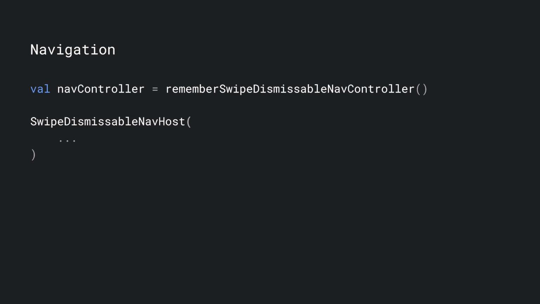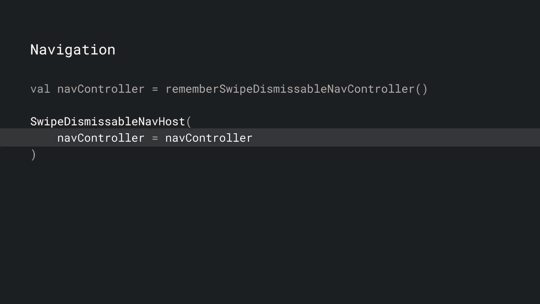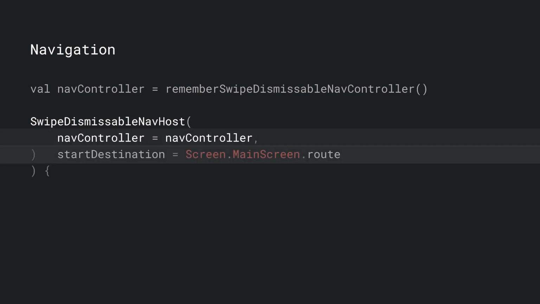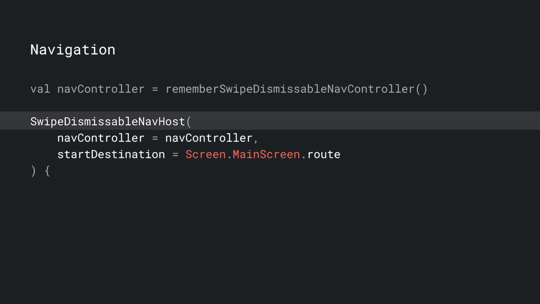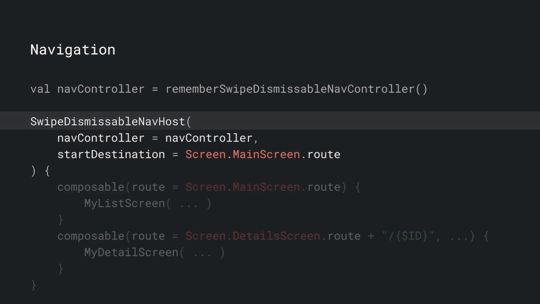SwipeDismissableNavController creates a Wear-specific NavHostController that handles adding of the Wear navigator. SwipeDismissableNavHost links the NavController with a navigation graph that specifies the composable destinations that can be navigated. Each composable destination in the navigation graph is associated with a route. The SwipeDismissableNavHost automatically handles swiping to navigate back and will also animate out-screen content as the user swipes, revealing the destination underneath.